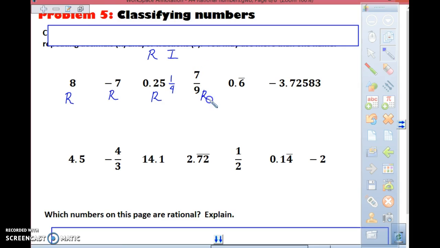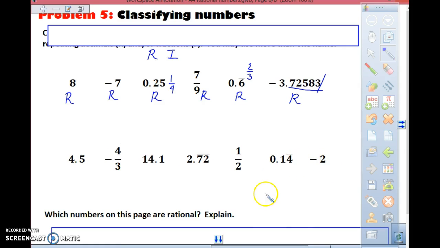7/9 is already a fraction. Here is a repeating decimal. As we learned today, a repeating decimal can always be written as a fraction. And this one is 2/3. This is a terminating decimal. That means that it has an end that can also be written as a fraction. Going down to the bottom, it looks like all of these can be written as fractions.